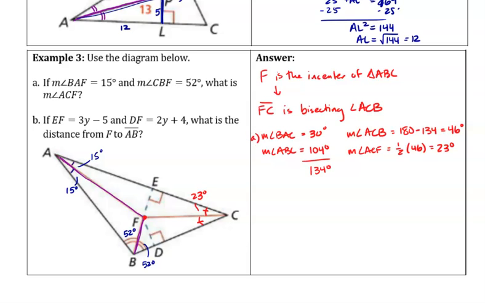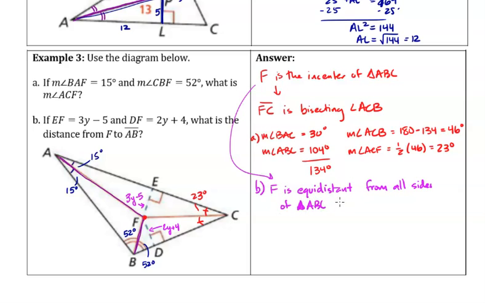Now for part B, let's look at part B. It says if EF is 3y minus 5, let's go ahead and put 3y minus 5 for that segment. And ray DF is 2y plus 4. What is the distance from F over here to segment AB? Well, again, F is the incenter of the triangle. So since F is the incenter of the triangle, that tells me that F is equidistant from all sides of triangle ABC.